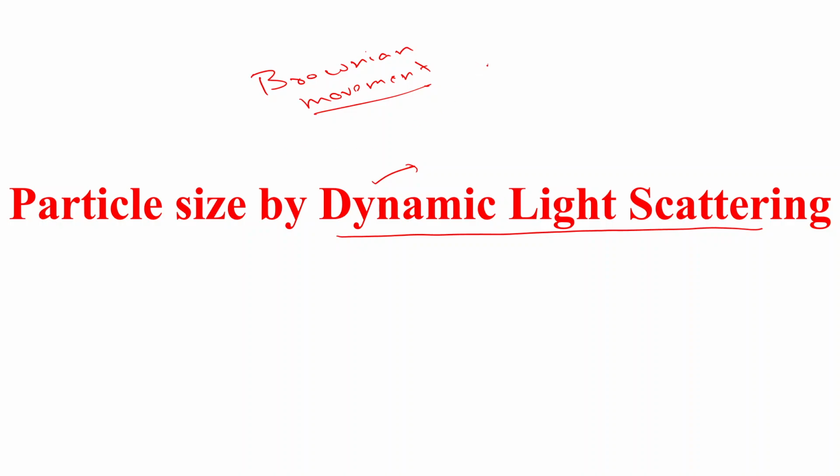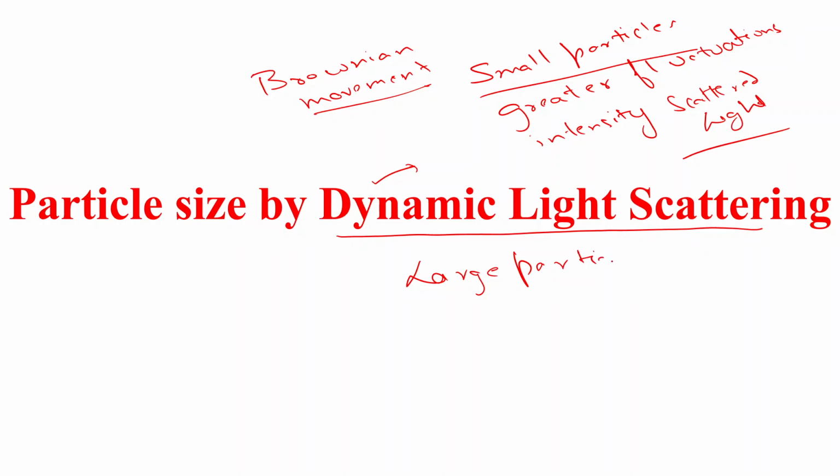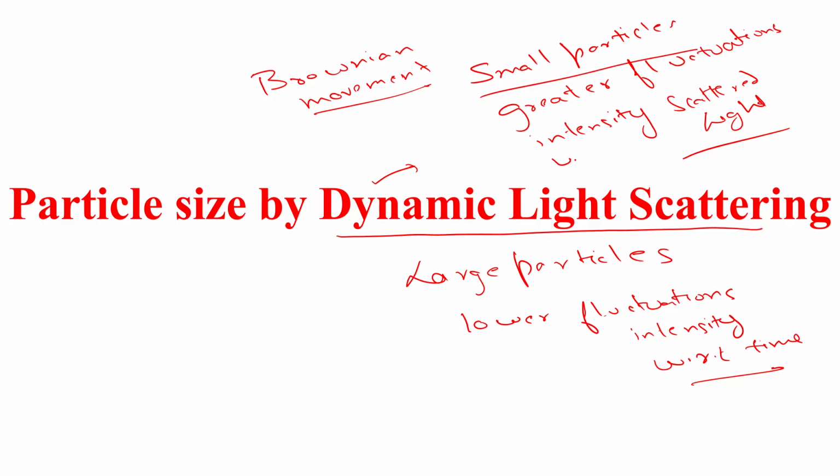So what is the principle? That the small particles will show greater fluctuation in the intensity of scattered light, whereas the large particles will show small or lower fluctuations in the intensity with respect to time. This is the basic principle.